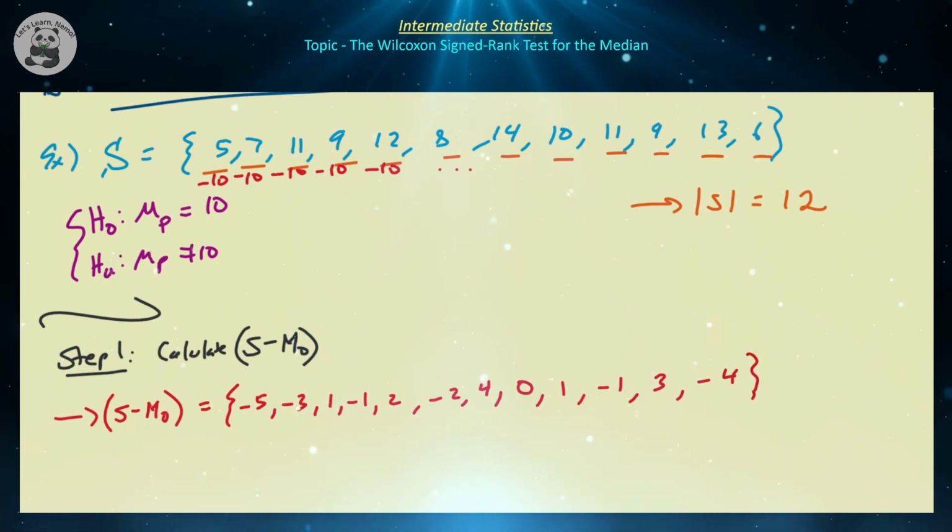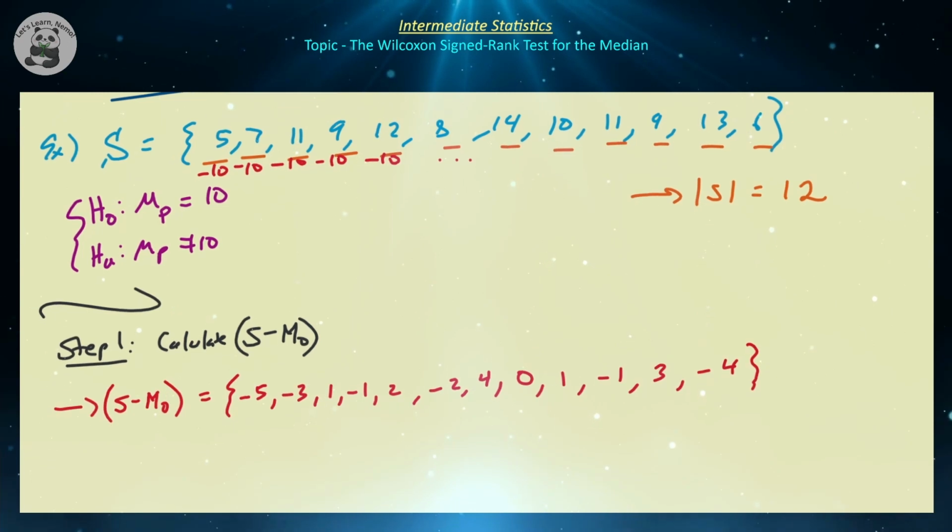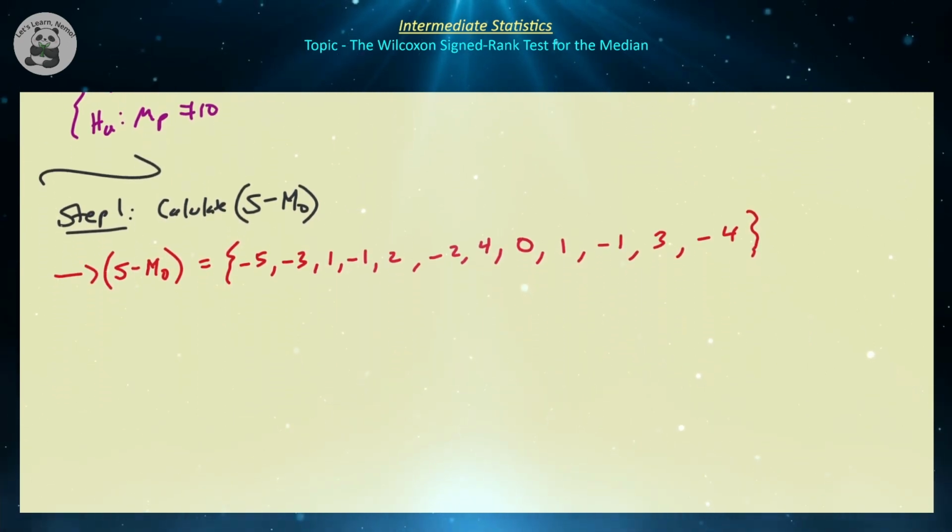So this actually starts off the same exact way as the sign test for the median, and pretty much what we do is we count how many positive values we have, how many negative values we have, and both should be approximately equal to 50% each. Right, so that's step 1 for the Wilcoxon Signed-Rank Test.